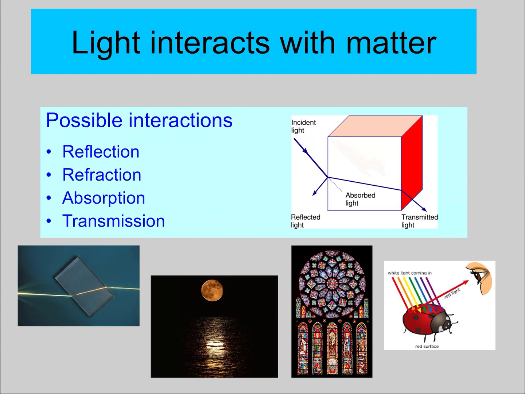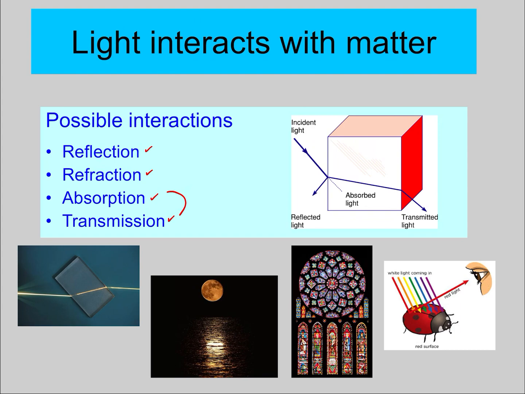So when light interacts with matter, there are four possible interactions. We can have reflection, refraction, absorption, or transmission. And absorption and transmission are kind of opposite. So if we have this box here, it shows you what's happening with each of them.